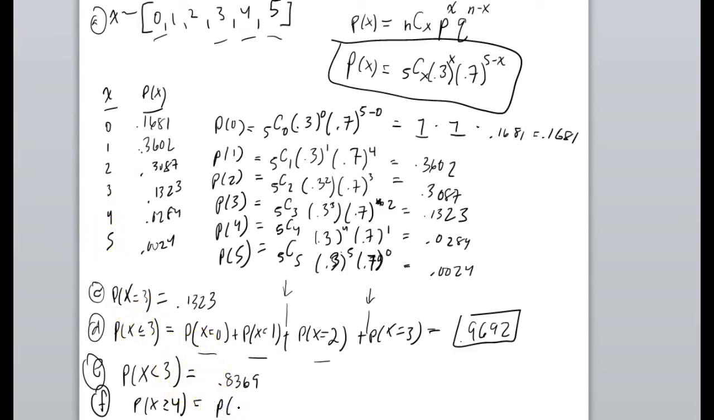So we could add up the probability of x equal 4 plus the probability of x equal 5. Or we could just say, well, we know this is the total probability of 1 minus the probability of anything less than 4, which happens to be x is less than or equal to 3. And we only do that because we've already calculated that number. So that would be 1 minus 0.9692, or 0.0308.